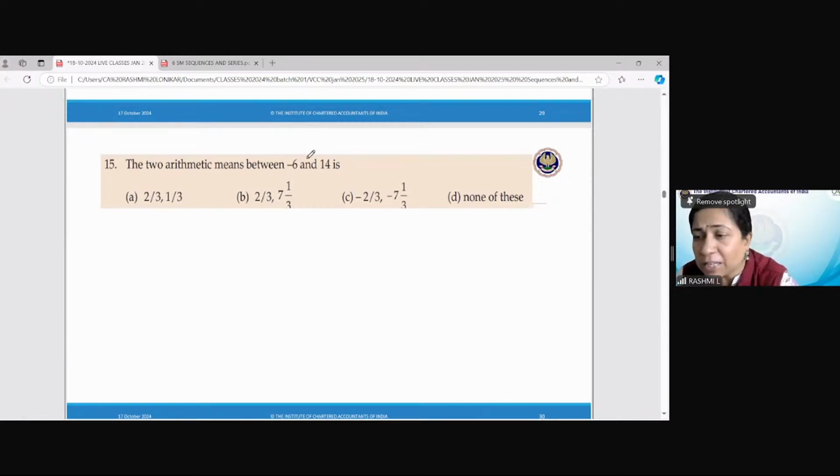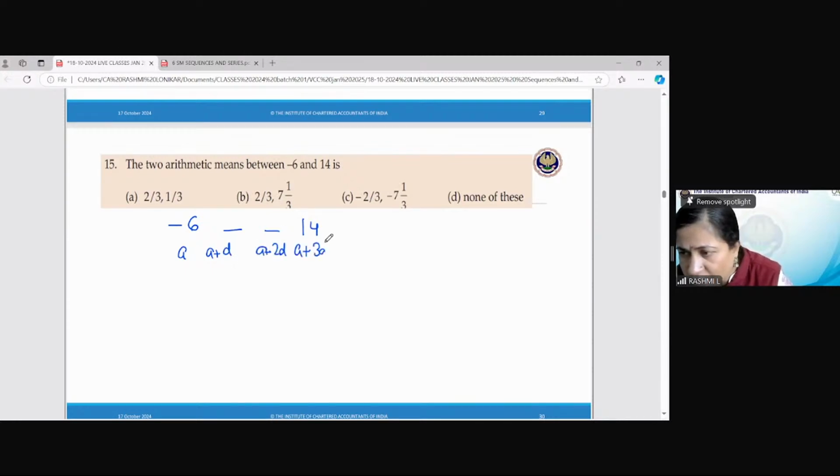Insert two arithmetic means between -6 and 14. Okay. So we are again doing this. So -6, dash, dash, 14. I call this a. This is a plus d, a plus 2d, and a plus 3d. Two arithmetic means between these. So -6, dash, dash, 14.